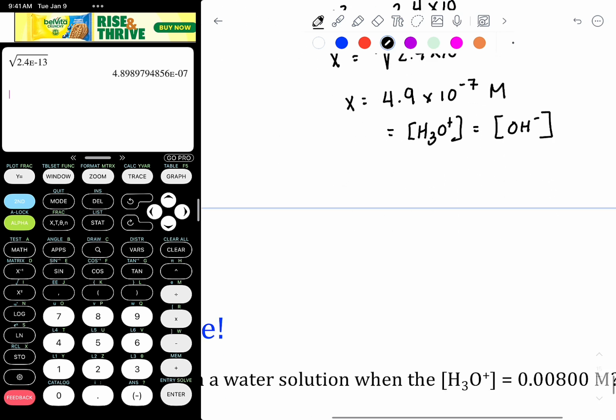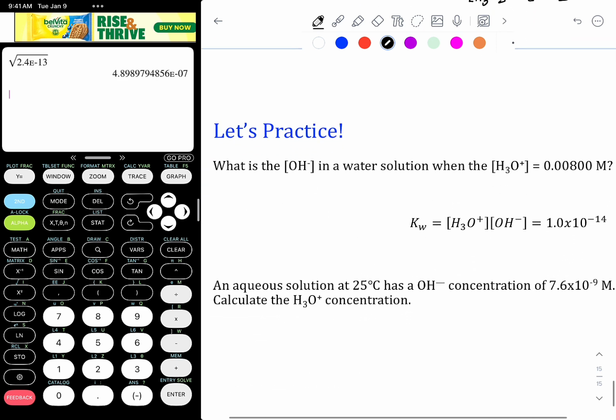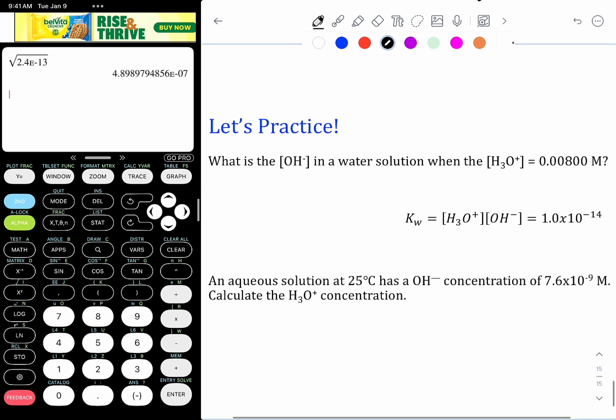So let's keep practicing with that. I have two problems on the screen here, and what I want you to do is pause your video and try solving for both of these. The first one, what is the OH minus concentration in a water solution when the hydronium concentration is equal to 0.008? And an aqueous solution at 25 degrees Celsius has an OH minus concentration of 7.6 times 10 to the minus 9. We want to calculate the H3O plus concentration.